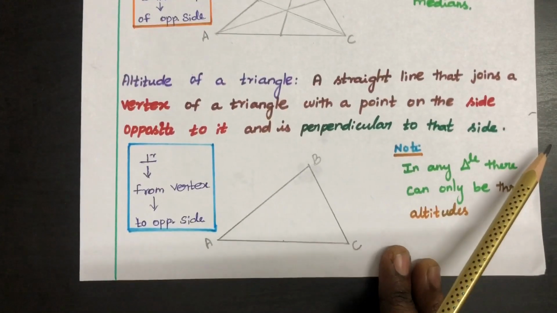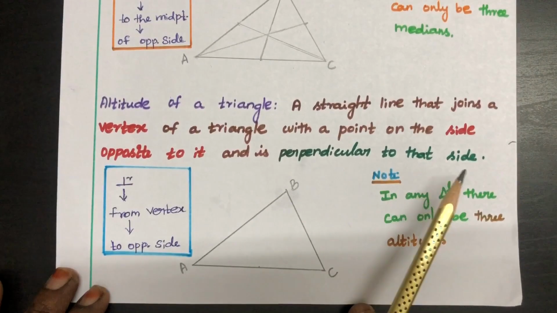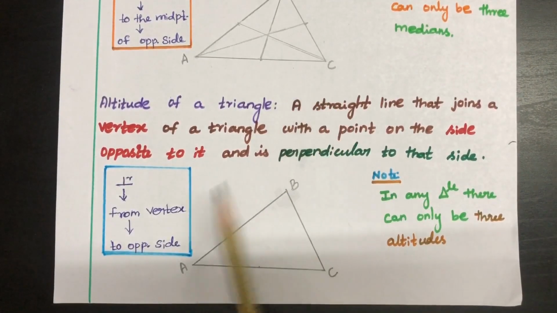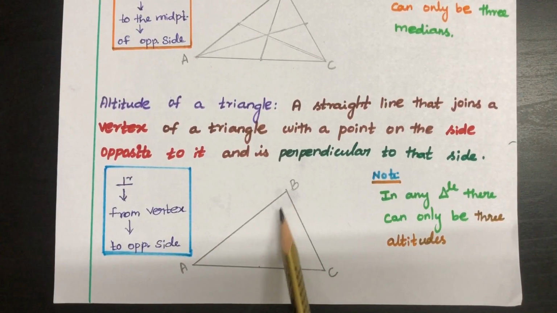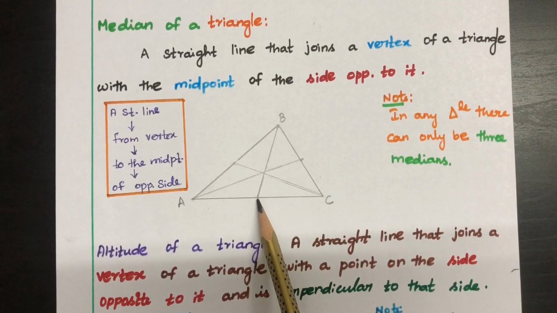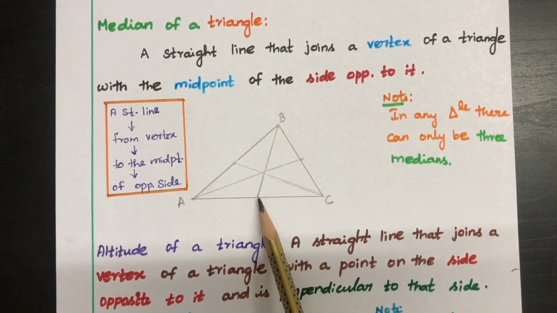That's all. Next, altitude of a triangle. Altitude means what? Altitude means height. So, height of a triangle. It is perpendicular. Perpendicular means vertical line. See, this is not vertical. It is a slightly slanting line, slightly slanted because this straight line comes from a vertex and aims at the midpoint.